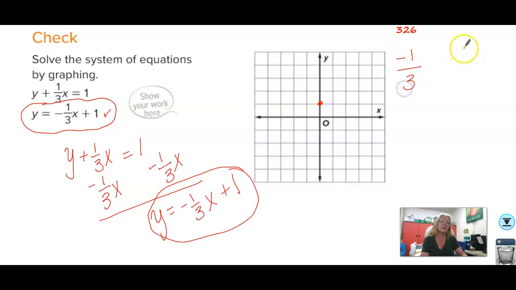When we have a negative slope, we have a choice. We can put the negative sign on the top number or the bottom number. This is down, this is up, this is right, this is left. Okay, so from here, I can go down 1, right 3, or from here, I can go up 1, left 3. And this is the line. And if I were to graph the other equation, I would do the exact same thing over again, and it would be the same line.